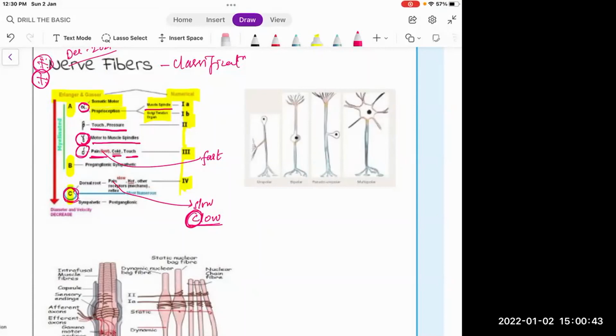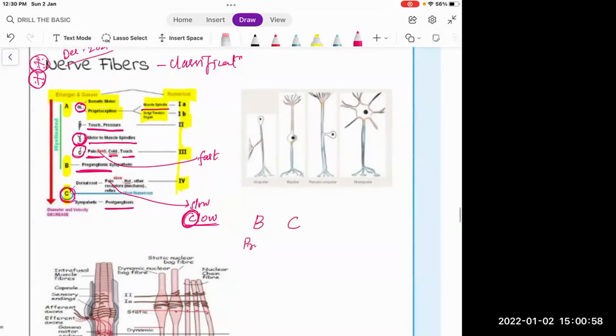And type B fibers are sympathetic preganglionic, whereas type C are sympathetic postganglionic. B comes first, then C. Okay, so this is preganglionic, this is postganglionic. This is another way of remembering without any confusion. So preganglionic, postganglionic, both for sympathetic.